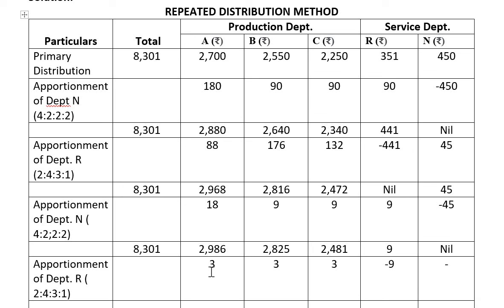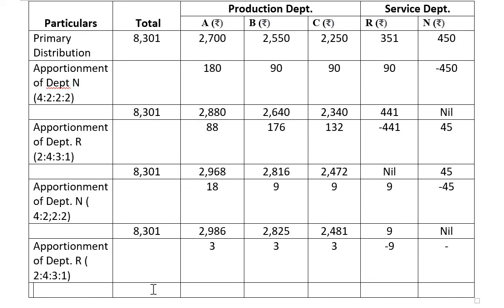Now if we total it, the total will be 8301. For A, it will be 2989. For B, it will be 2828. For C, it will be 2484. It will be nil, and next it will be nil. So all the expenses are distributed.